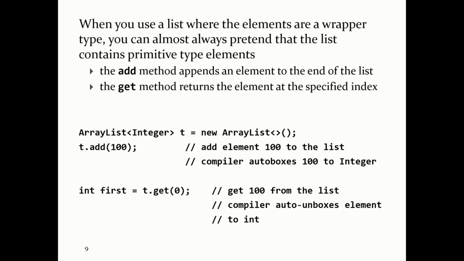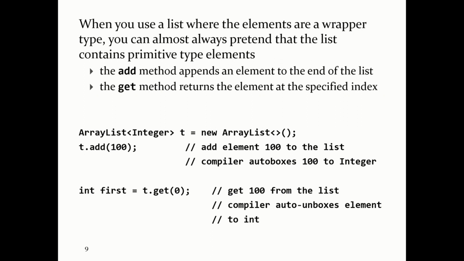So the add method for list appends an element to the end of the list. So t.add(100), that's an int, it's not an Integer. t.add(100) adds the value 100 to the end of the list. So t here is empty. After adding one element, it now has one element in it.